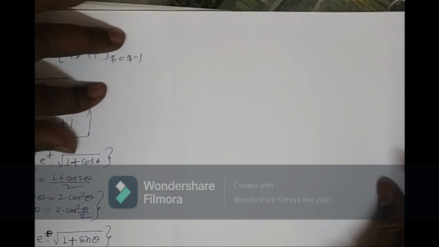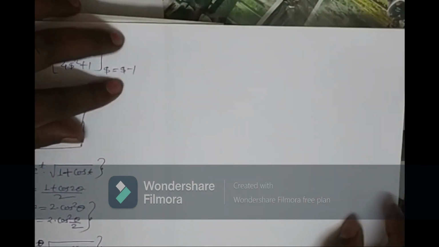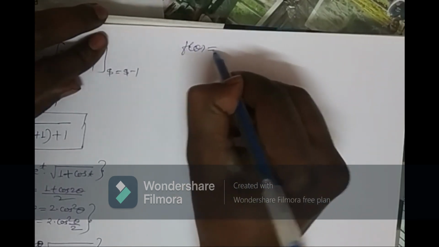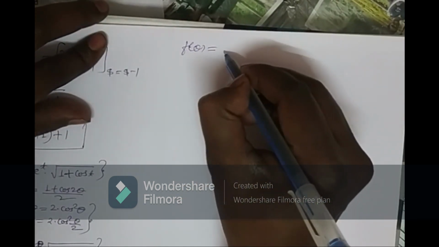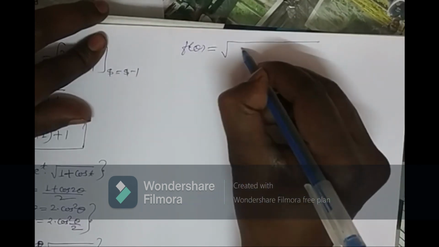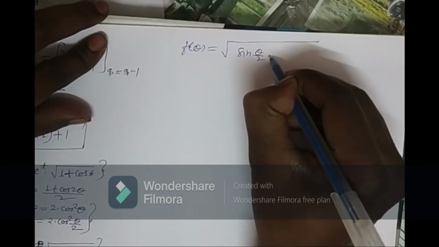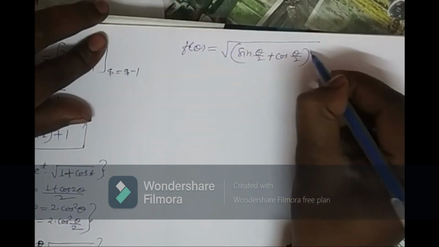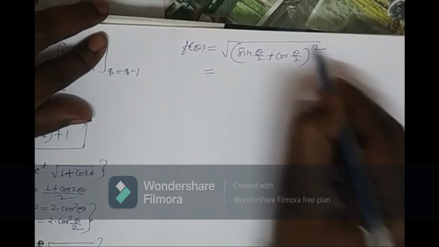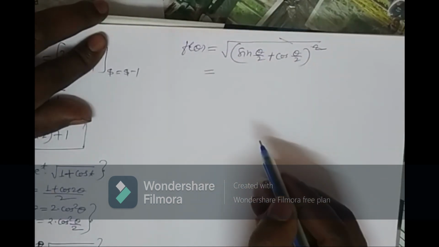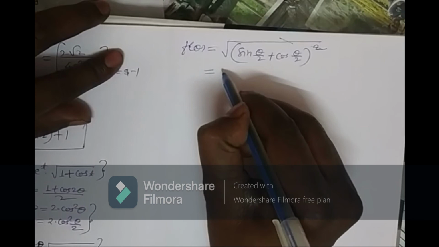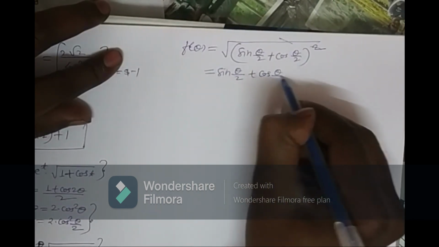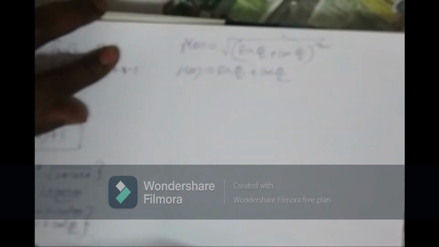So f of theta is equal to under root of sin theta by 2 plus cos theta by 2 whole square, and the square root and square get cancelled with each other. What do we get? That is sin theta by 2 plus cos theta by 2. This is the value of f of theta.